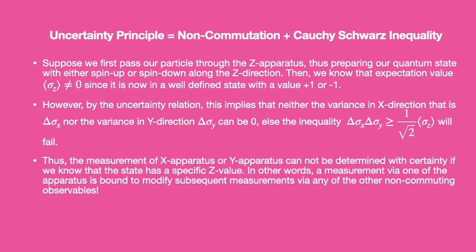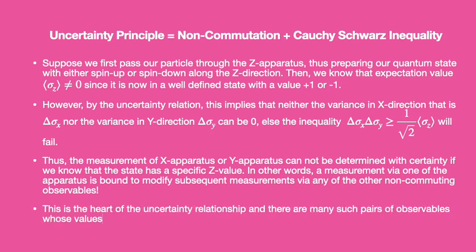Or in other words, a measurement via one of the apparatus is bound to modify subsequent measurements via any of the other non-commuting observables. This idea lies at the heart of the uncertainty relationship, and in fact there are many such pairs of observables or variables in quantum mechanics whose values cannot be simultaneously determined with certainty. Position and momentum are very famous pairs of such variables which also satisfy a version of this uncertainty relationship.